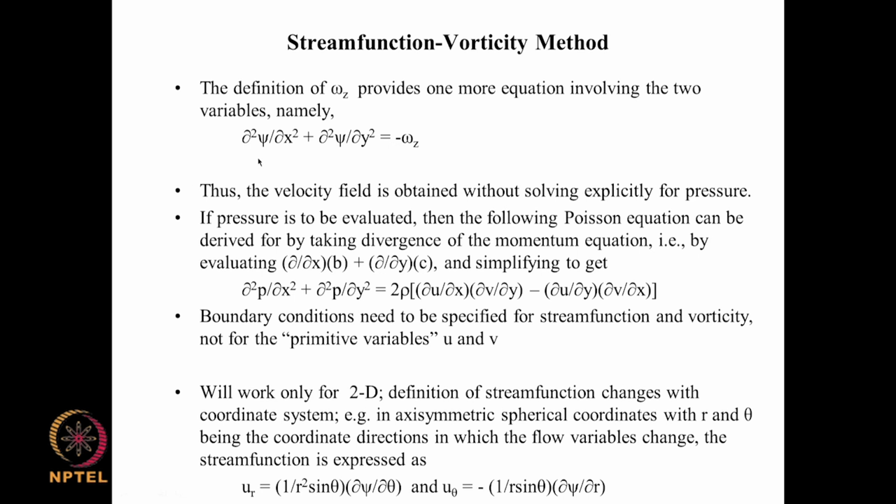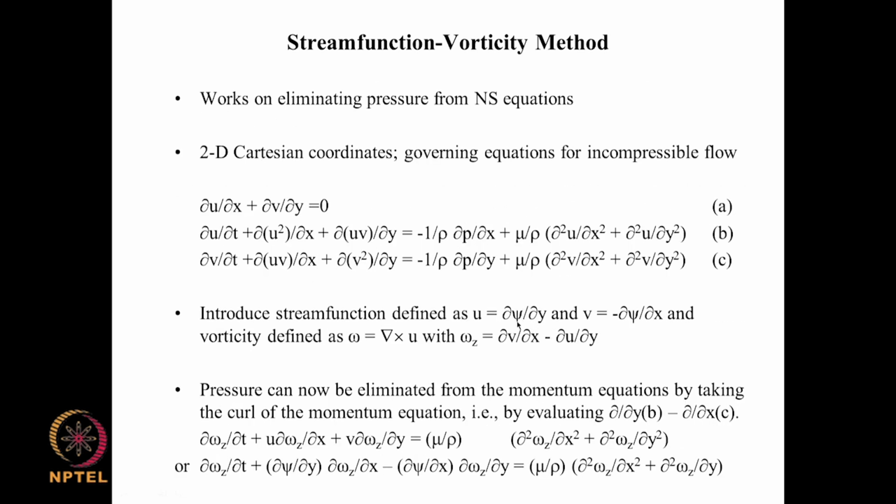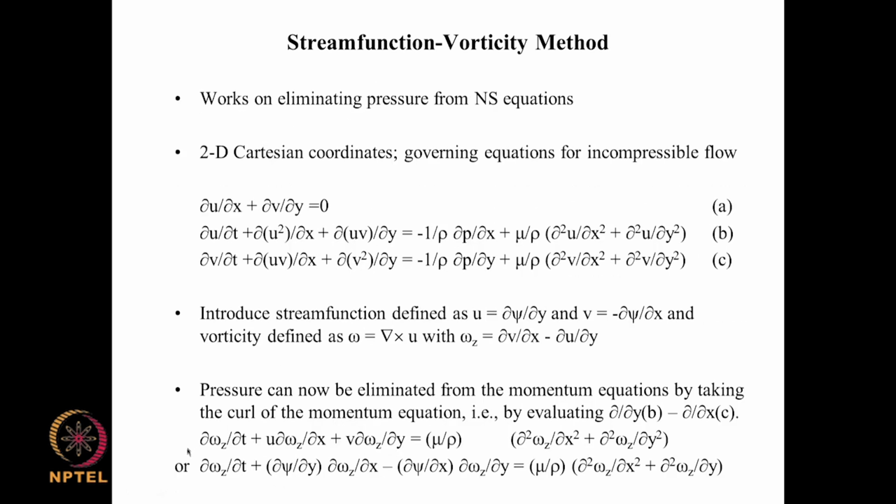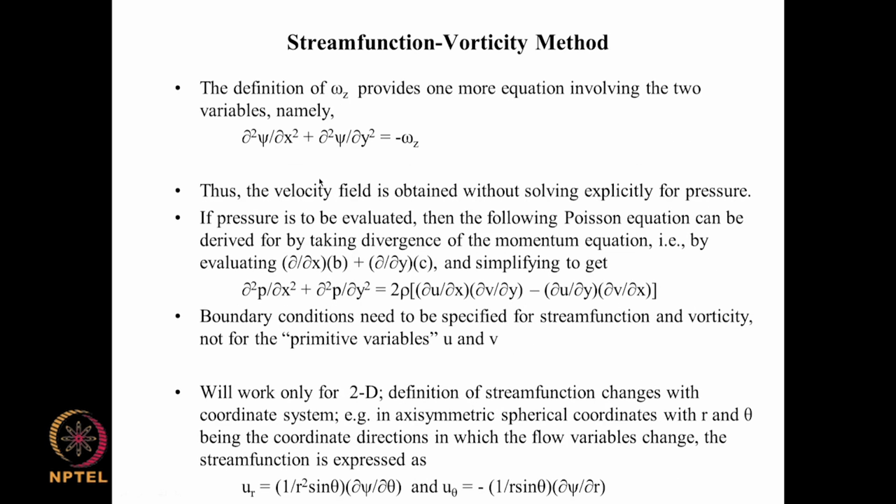And once we know psi ij, we can take the y derivative and get u, and similarly we take minus of the x derivative, minus ∂psi/∂x, which will give us v. So, we can reconstruct the velocity field by solving a Poisson equation for psi, the stream function, and a scalar transport equation for the scalar, which is the z component of the vorticity vector. So, by doing this we can get directly the velocity field, okay, without ever solving for pressure.